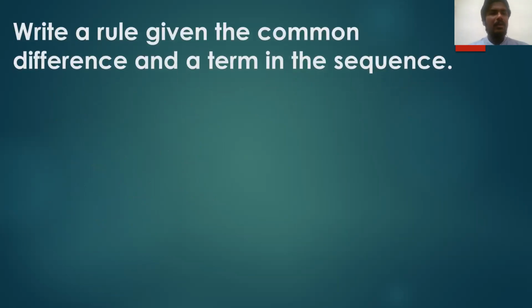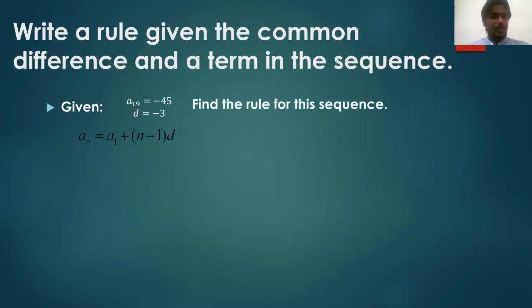Now write a rule given the common difference and a term in the sequence. Given is a19, the 19th term, which is minus 45, and the common difference is minus 3. We know that an = a1 + (n - 1) * d. So a19 = a1 + (19 - 1) * d, where the common difference is minus 3. We know that the a19 value is minus 45, and 19 minus 1 is 18, and the common difference is minus 3.